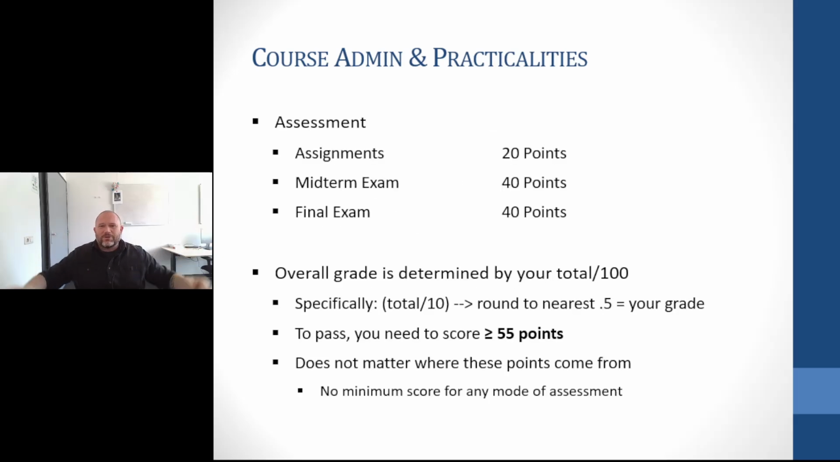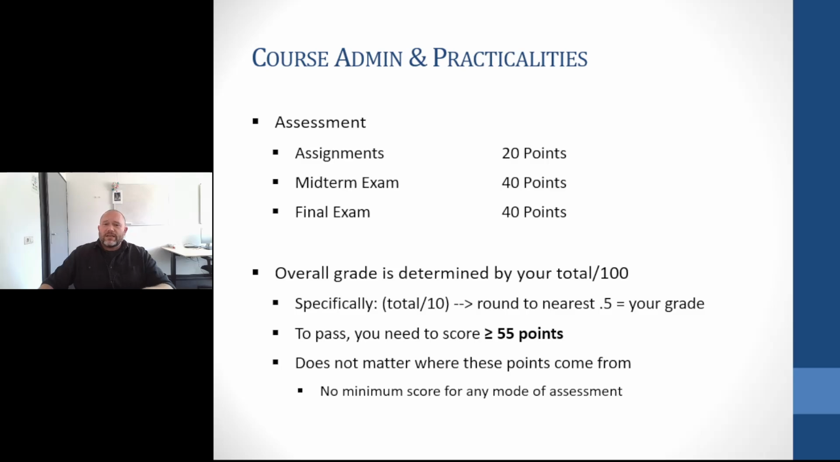So, of course, all of that being said, you're probably more interested in how your grade gets determined. In this course, there are 3 means of assessment. There are homework assignments, which are due weekly, there's a midterm exam, and there's a final exam. You should note that these different means of assessment are all worth points. The homework assignments are worth a maximum of 20 points. The midterm is worth 40 points, and the final exam is worth 40 points.